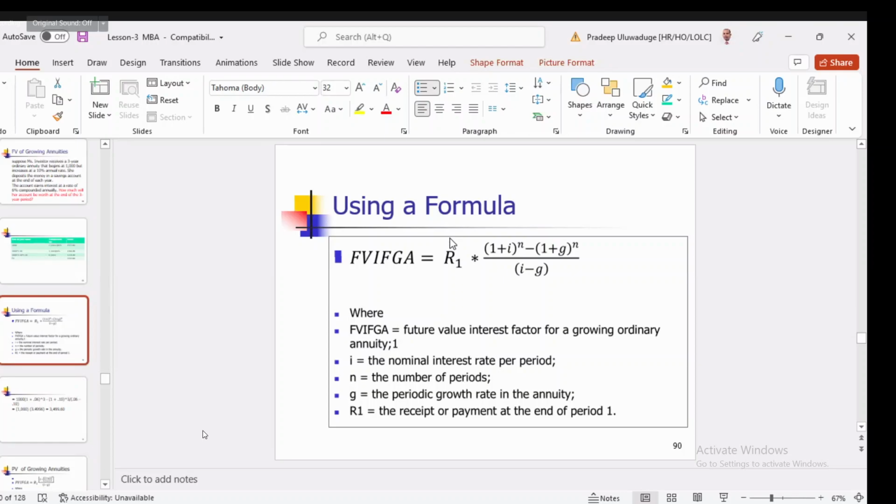So shall we put the figures into this and see whether we get the same answer? R is 1,000, 1 plus I to the power n. I is 6%, n is 3, G is 10%. 1 plus G is 10%, n is 3 again. Shall we put that into this formula and see whether we get the same answer?